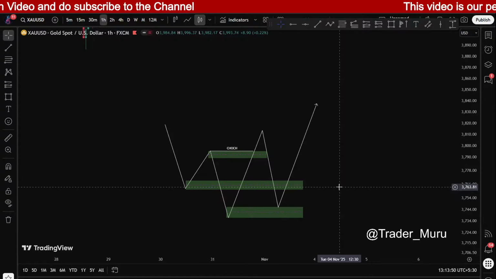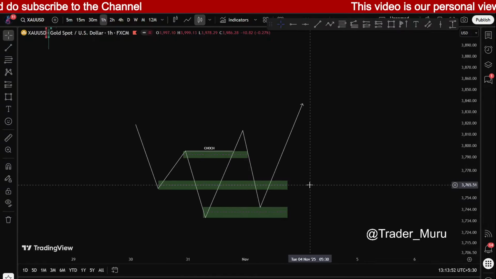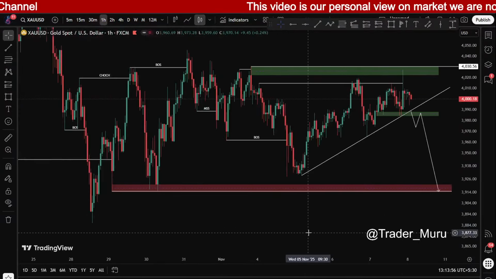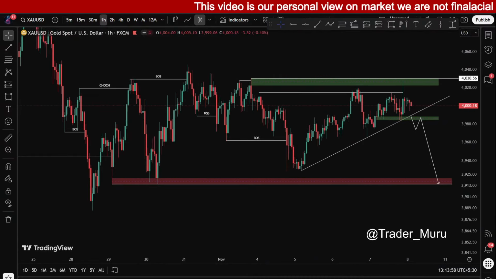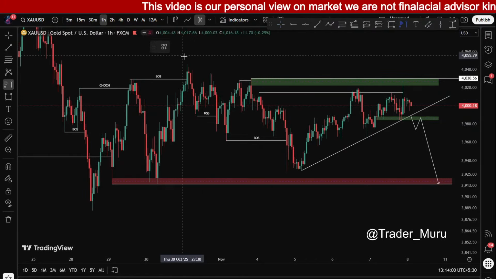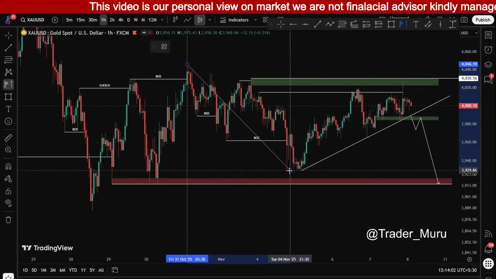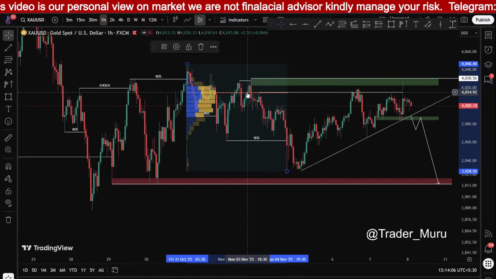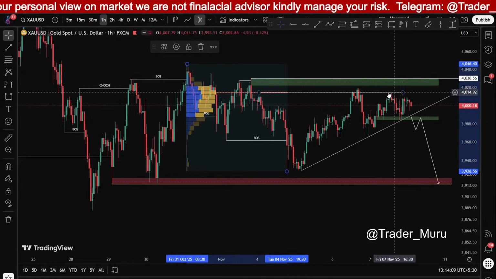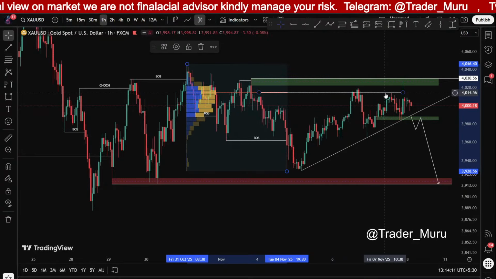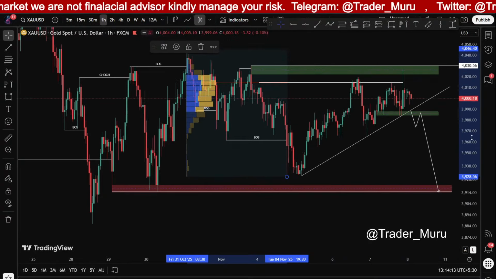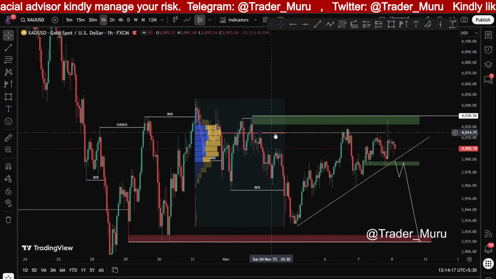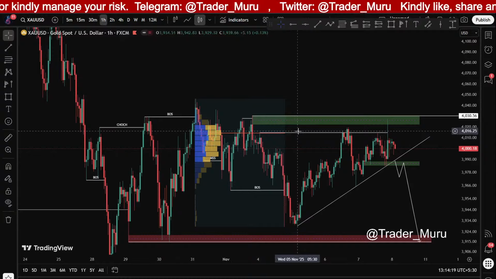How to use fixed range volume? I don't use it, brother. If you want to use it, then pick a high, pick a low, and wherever you get the most volume, this will be the price which will be a big resistance. See this? This is the same area as our liquidity zone.